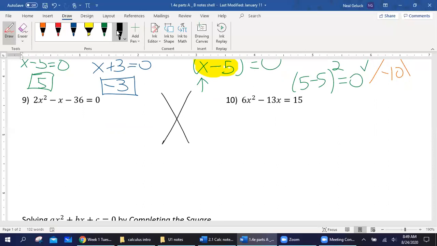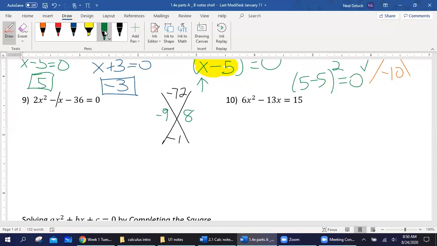A times C goes on top. So that'd be 2 times negative 36. That's negative 72. The B number, which is a negative 1, really, goes on bottom. I still do things like X method. I look for two numbers that multiply to negative 72 and add to negative 1. They would be negative 9 and positive 8. But now here's where things get trickier.